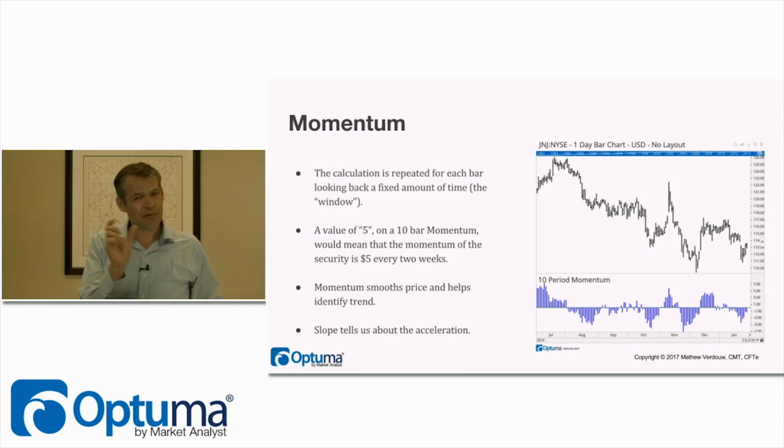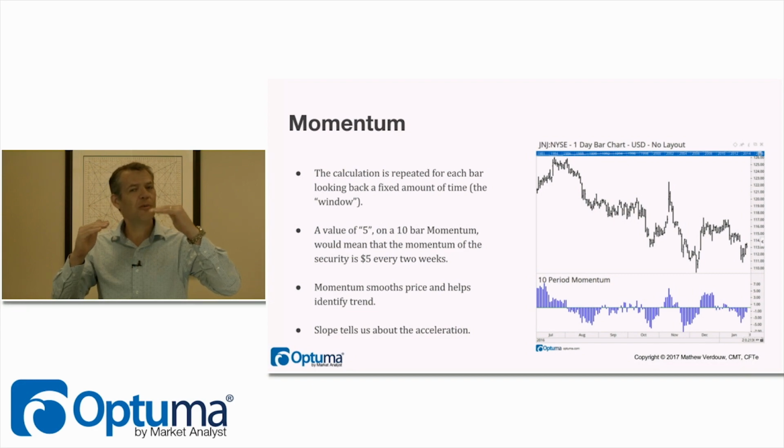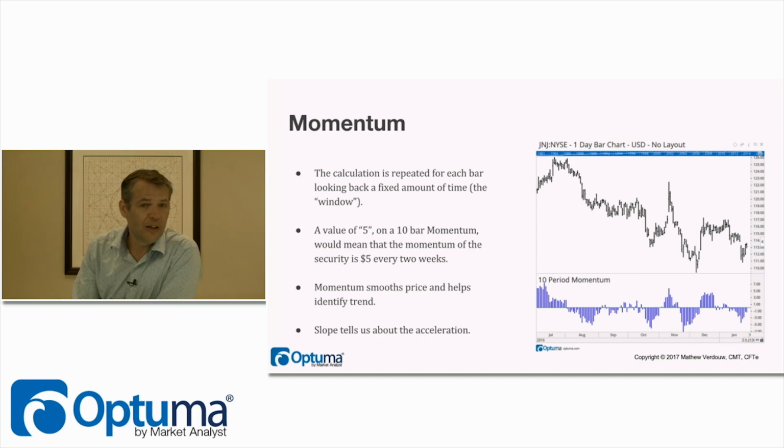That calculation then gets repeated for every bar. And so what it does is that once we start getting a little bit of weakness, it shows it very, very quickly. And we can see fairly quickly when there's a change in trend about to happen there. The slope as well tells us about the acceleration. The steeper the momentum line is at the bottom there, then we know that it's accelerating quite fast.